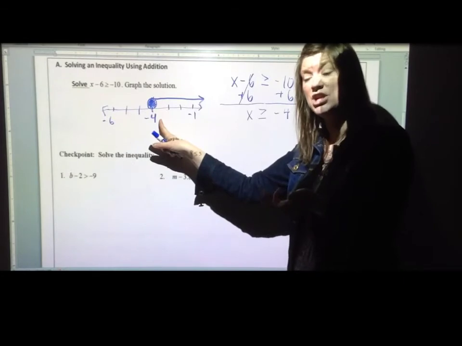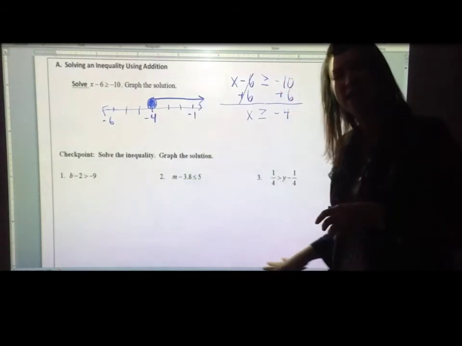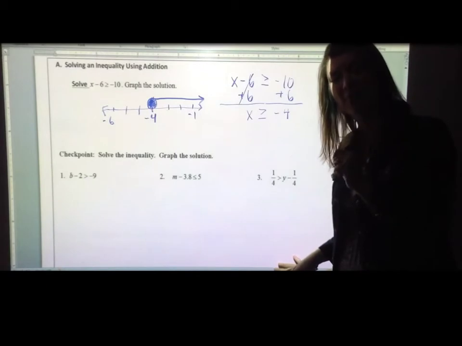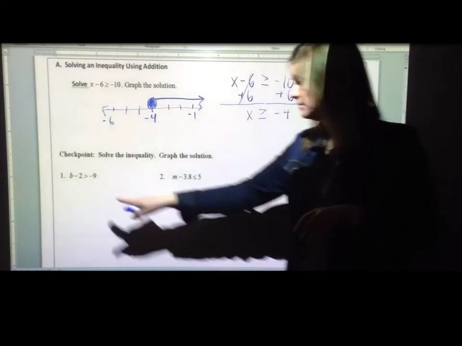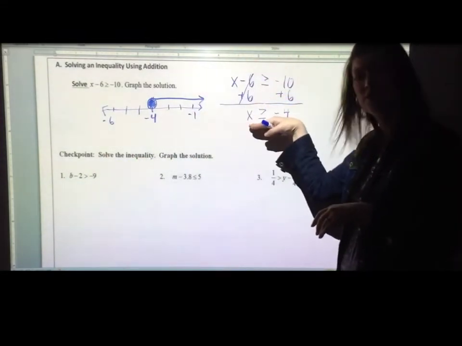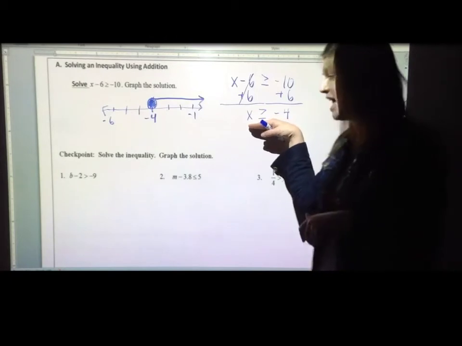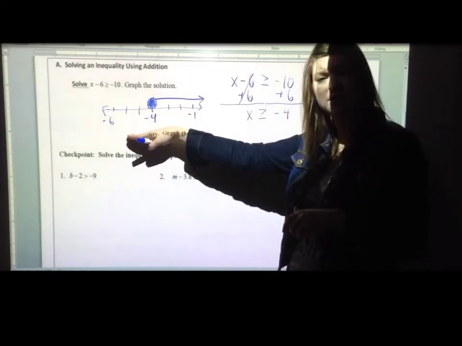That's what you're going to do for your checkpoint. So you have 3 here, and you have 3 little mini number lines that I set up for you that you're going to have to label and place the circles in shaded regions. So you're going to solve the inequality. So the solving process goes to the isolation of the variable. Then you're going to take that simplified inequality, and you're going to graph the solutions on the number line.